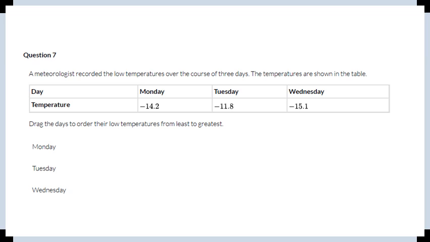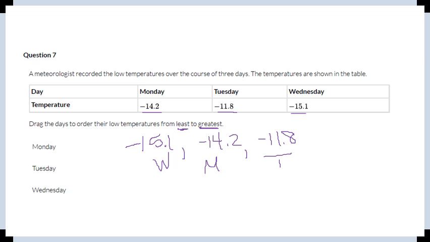Okay, a meteorologist recorded the low temperatures over the course of 3 days. Okay, we want to order these from least to greatest. So I'm looking at my numbers. I've got negative 14 and 2 tenths, negative 11 and 8 tenths, and negative 15 and 1 tenth. So negative 15 and 1 tenth go first. That's Wednesday. Then negative 14 and 2 tenths. It's Monday. And negative 11 and 8 tenths. That's Tuesday.